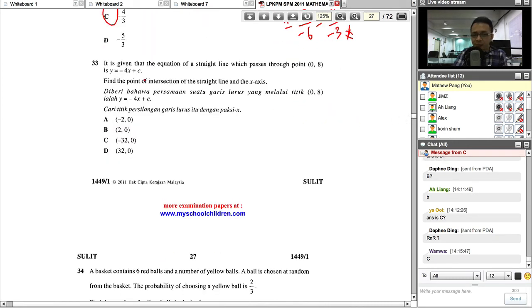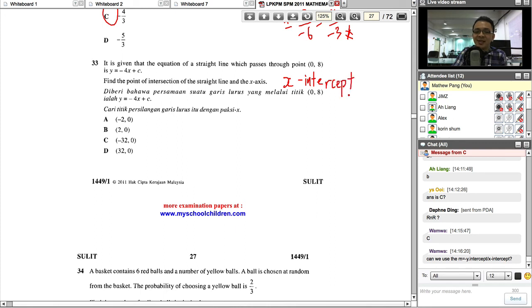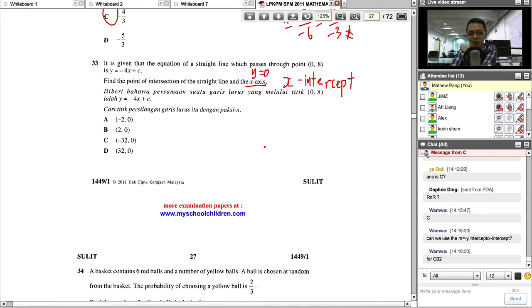33. It's given that the equation of the straight line that passes through this point is y equals negative 4x plus c. It asks you to find the point of intersection of the straight line and the x-axis. So basically he asks you to find the x-intercept, because where the straight line intersects the x-axis is the x-intercept. When you see intercept with the x-axis, you must always remember y will equal 0.